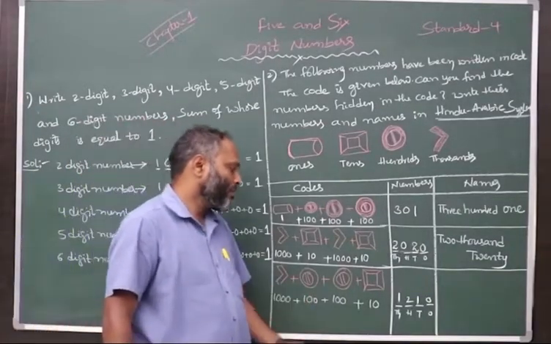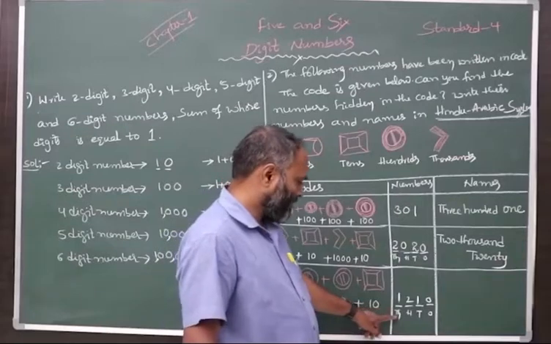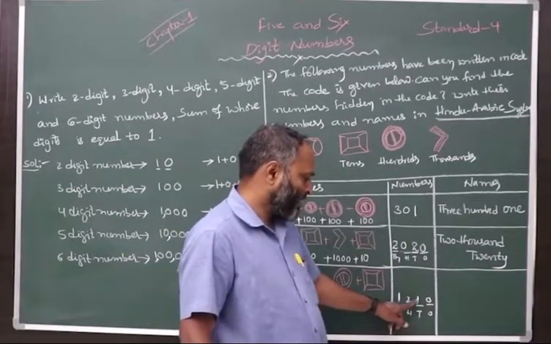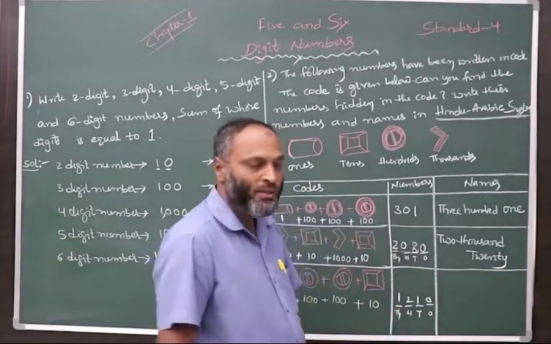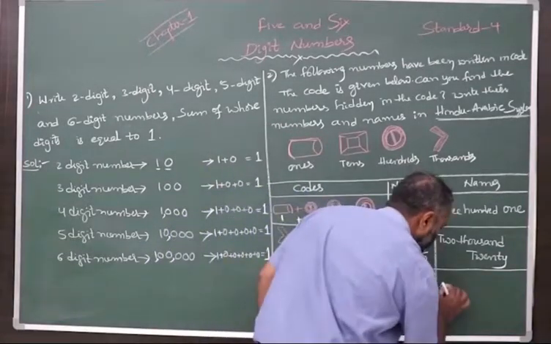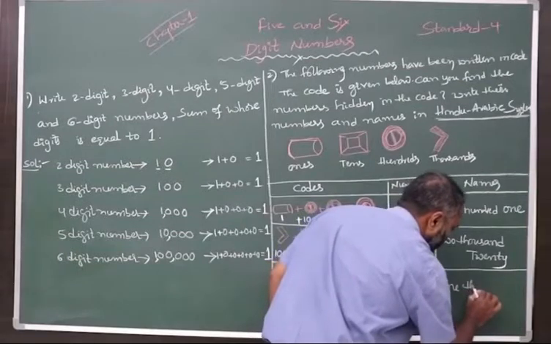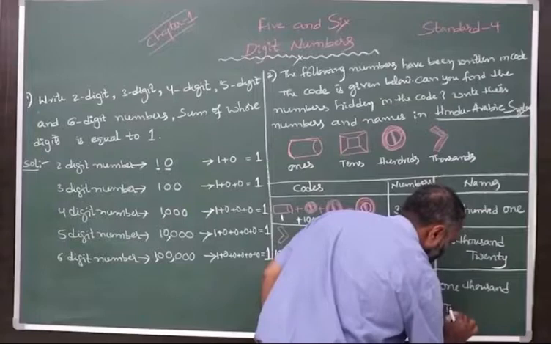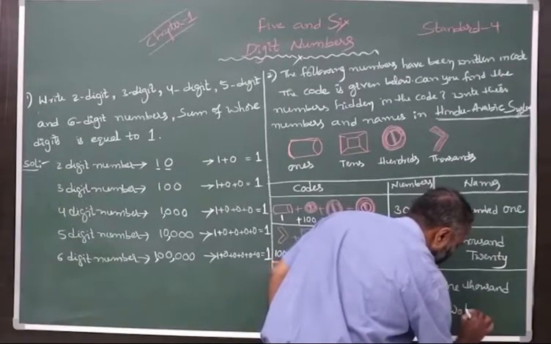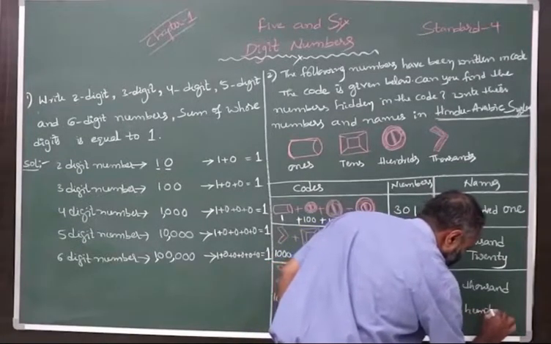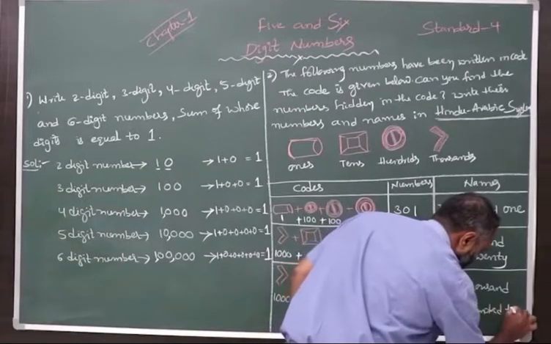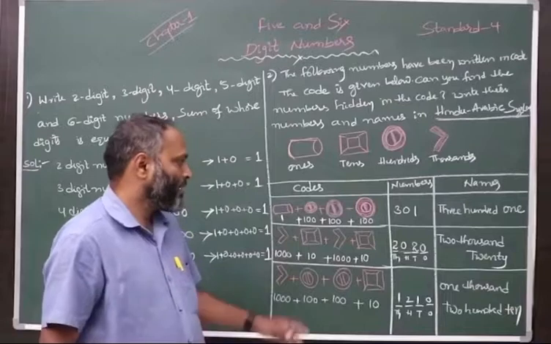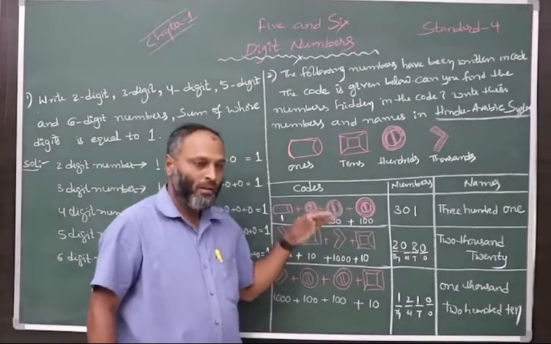Then how to read? That is 1210. 1210. So these 3 questions I explained in the same way.